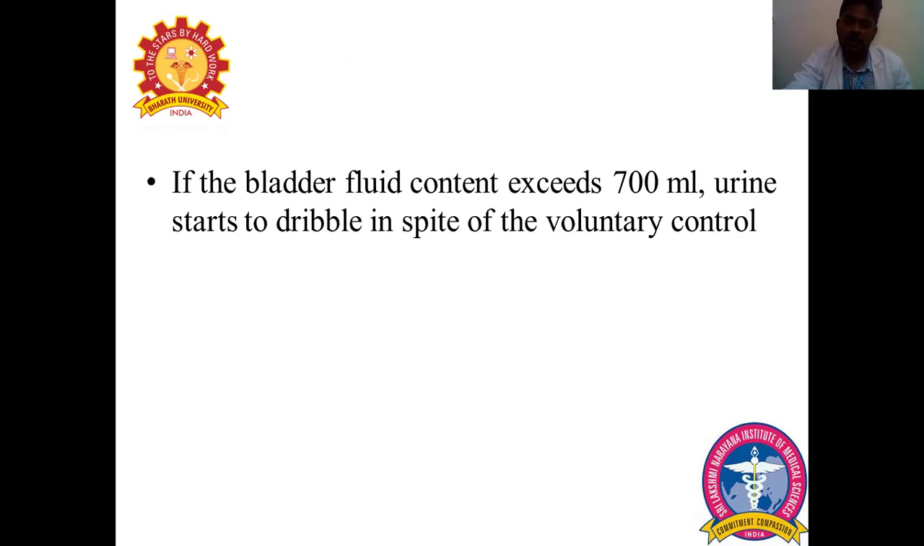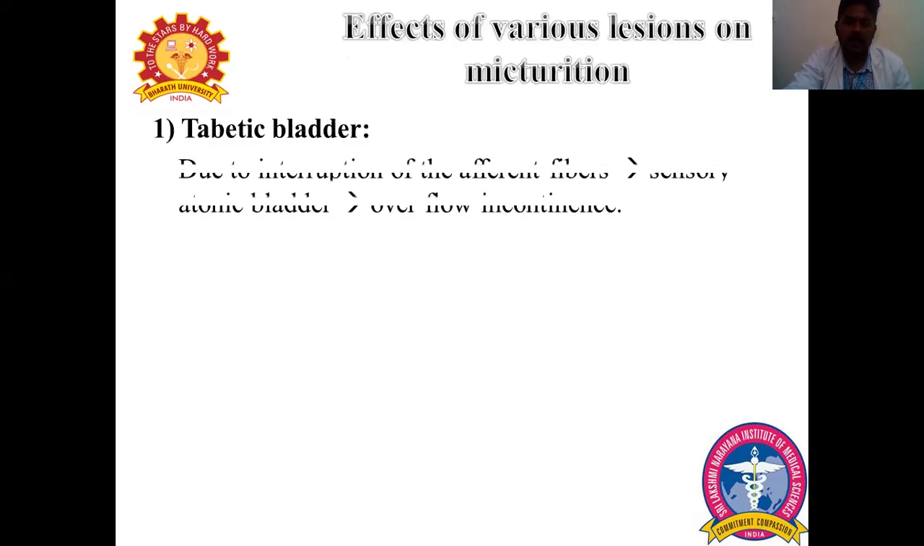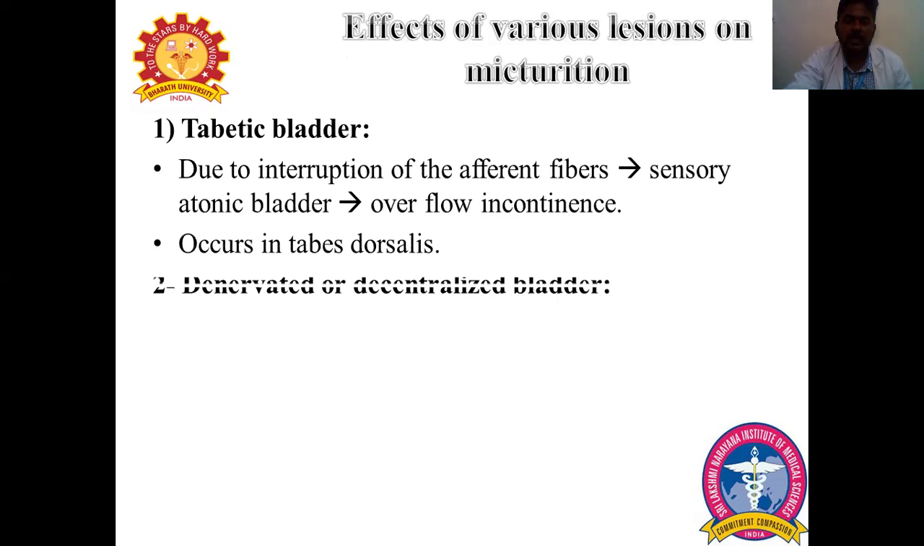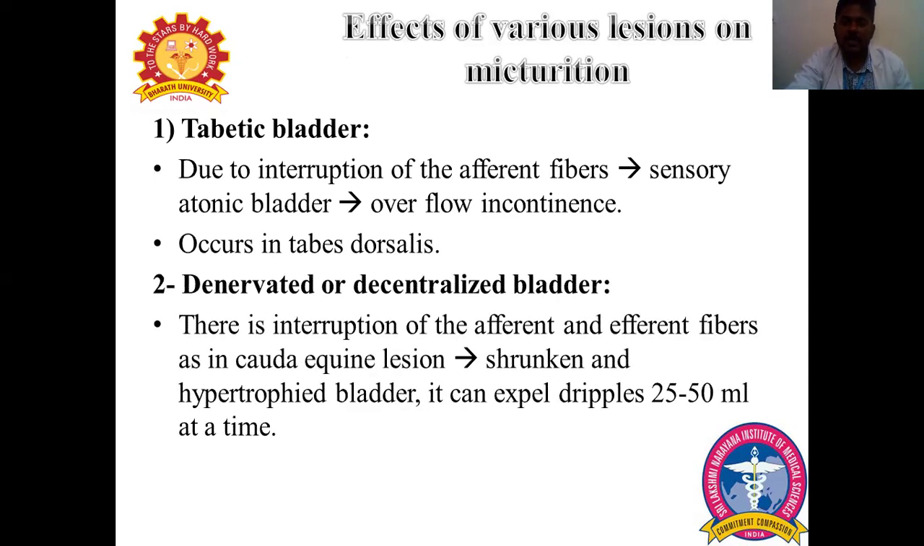The urine will dribble into the urethra. Okay, the maximum capacity of the bladder is reached. Now coming on to various lesions in the bladder. So we'll study three lesions of the bladder.